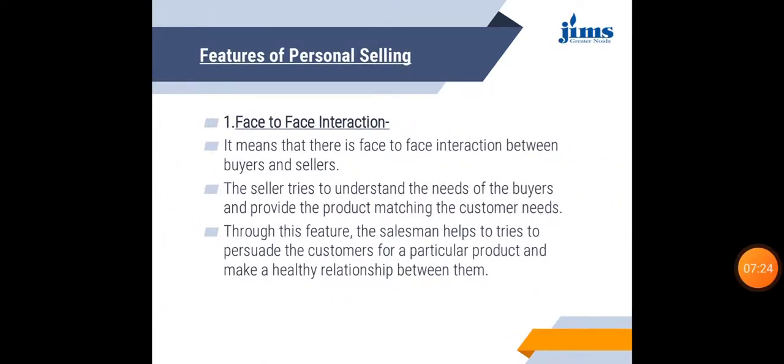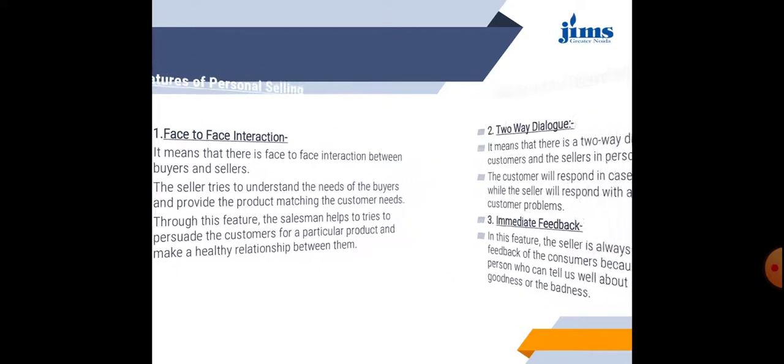Now we come to the features of personal selling. When we talk about features of personal selling, the very first thing is face-to-face interaction. In personal selling, there is a face-to-face interaction between the seller and the buyer, because here the seller tries to understand the needs of the customer and tries to match the product according to the customer's needs, right? So through this feature, the salesman tries to persuade or convince the customers to buy a particular product, and also tries to build a good customer relationship.